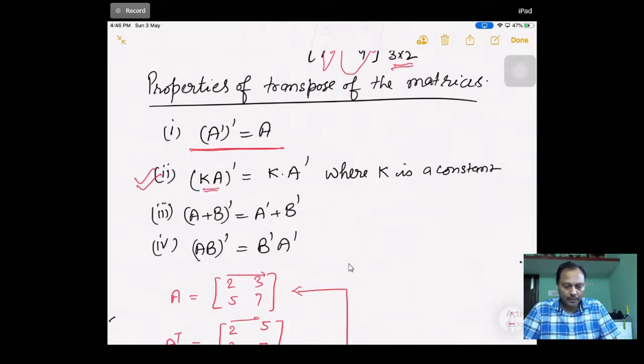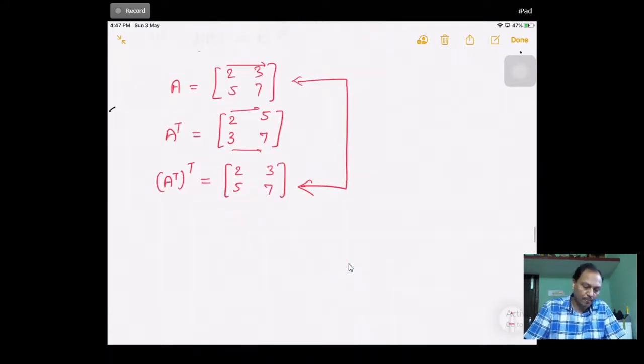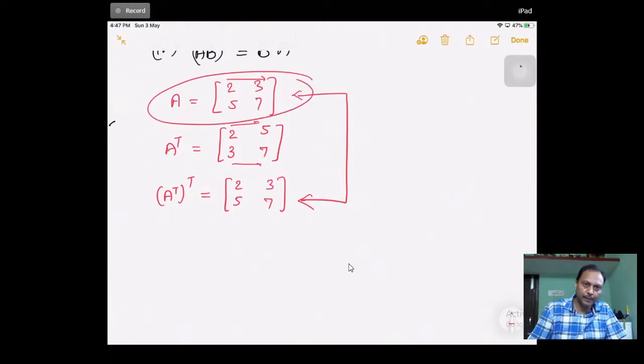So if we multiply any matrix by a constant k and then transpose it, it is always equal to the transpose of that matrix multiplied by that constant. We can prove this very easily by taking one example. Let us take the same example A. If we multiply this by k, then we get the matrix 2k, 3k, 5k and 7k.